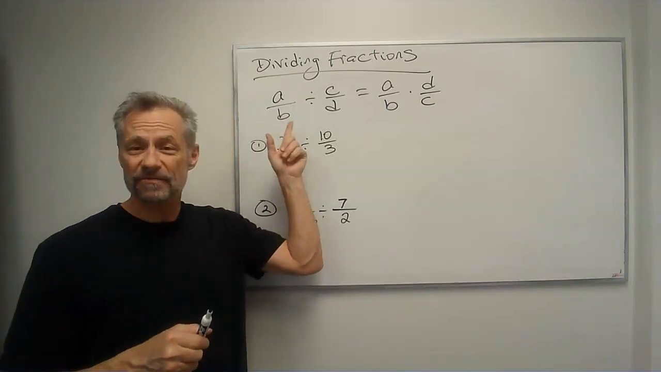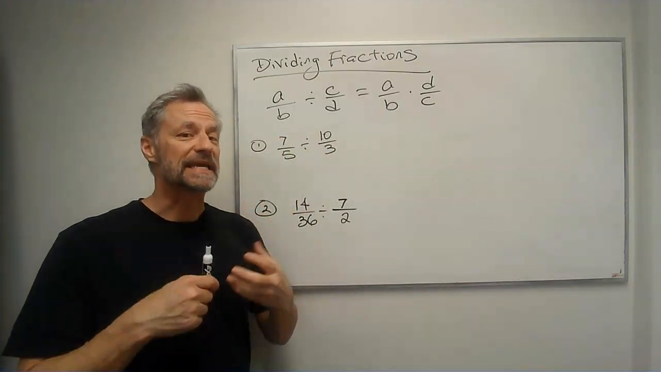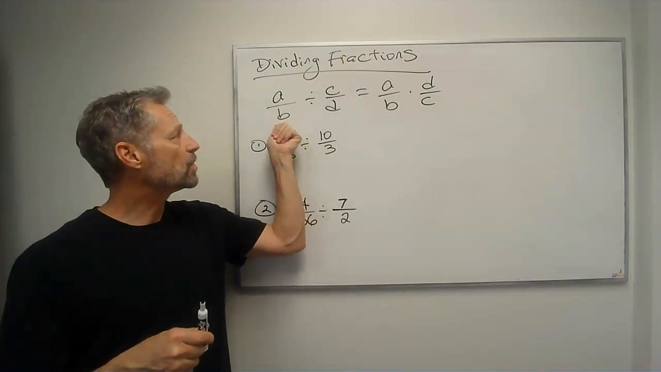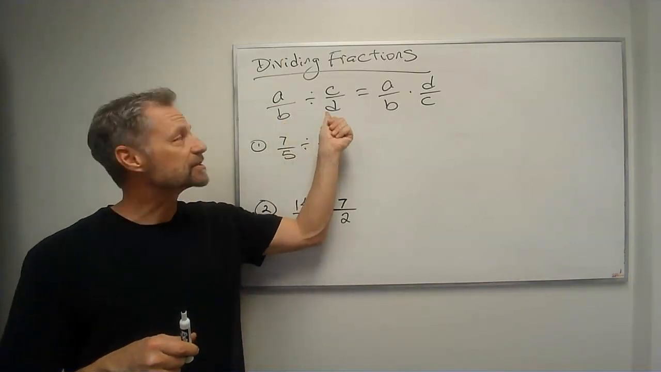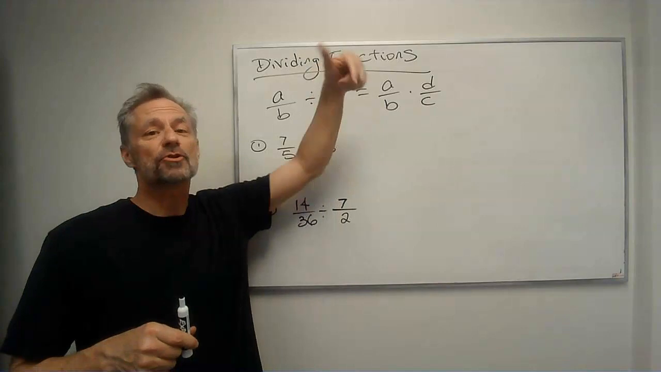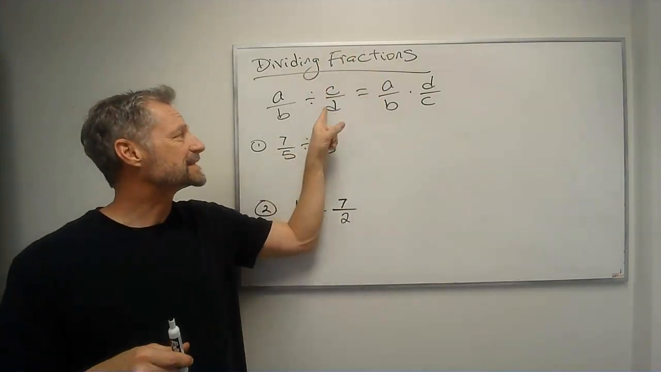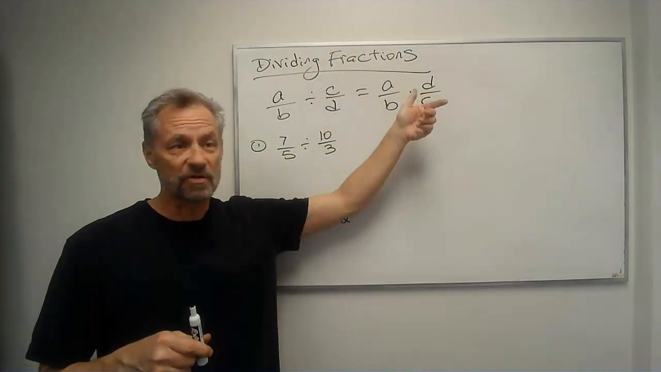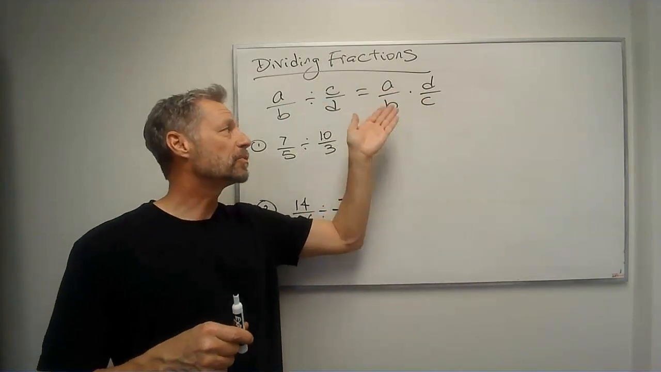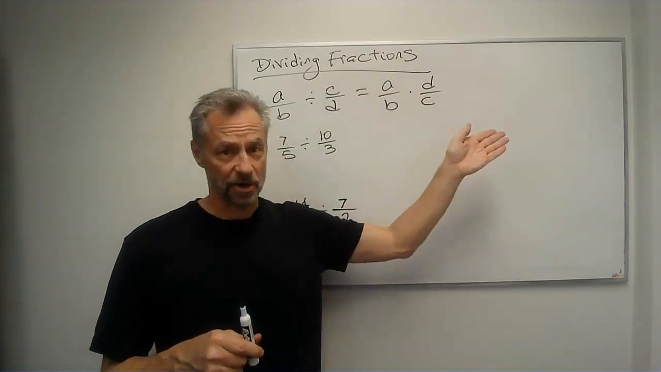So the rule for dividing fractions, a lot of times what they'll say is we invert and multiply. Well, we've got one fraction divided by another fraction. So that second fraction we're going to invert or flip over. And so instead of C over D, we have D over C. We just flip it over and then we multiply. And remember, when we multiply fractions, we multiply straight across.